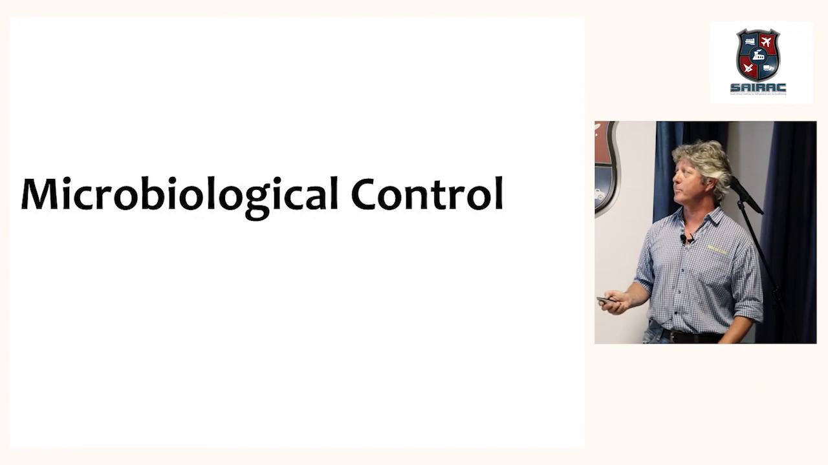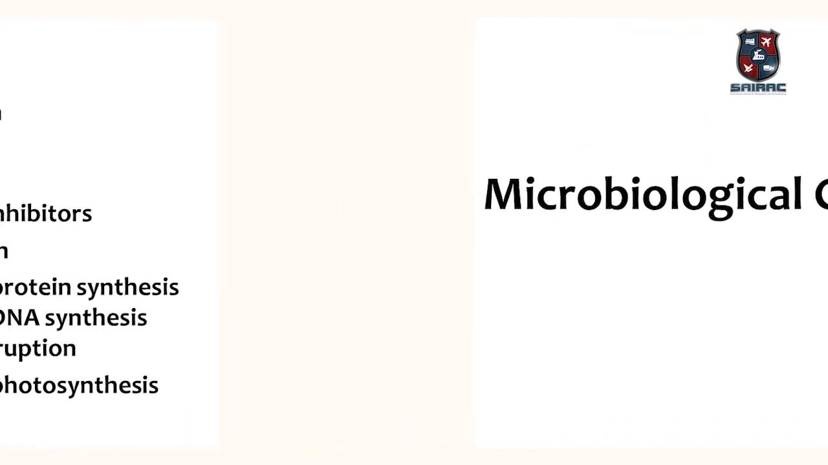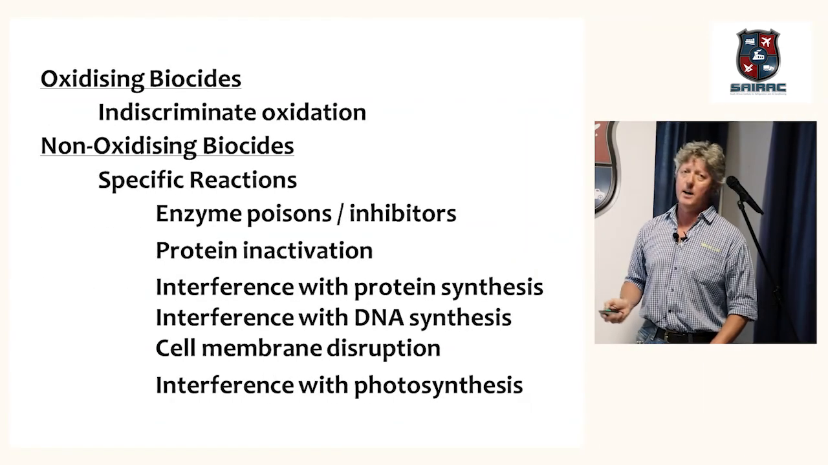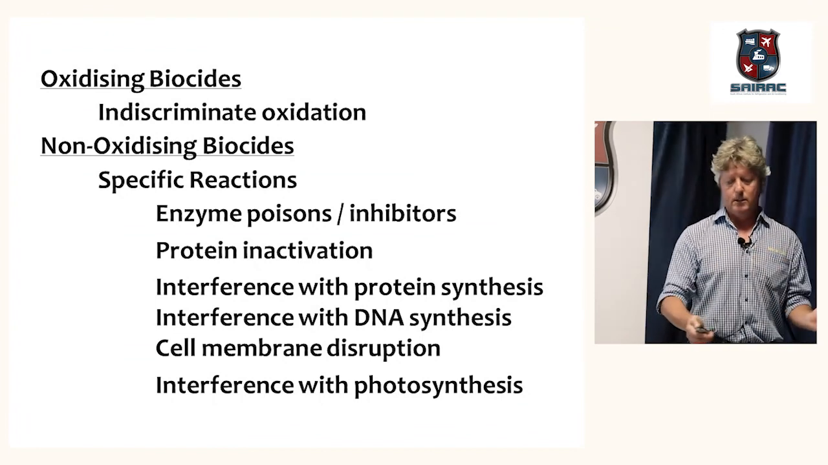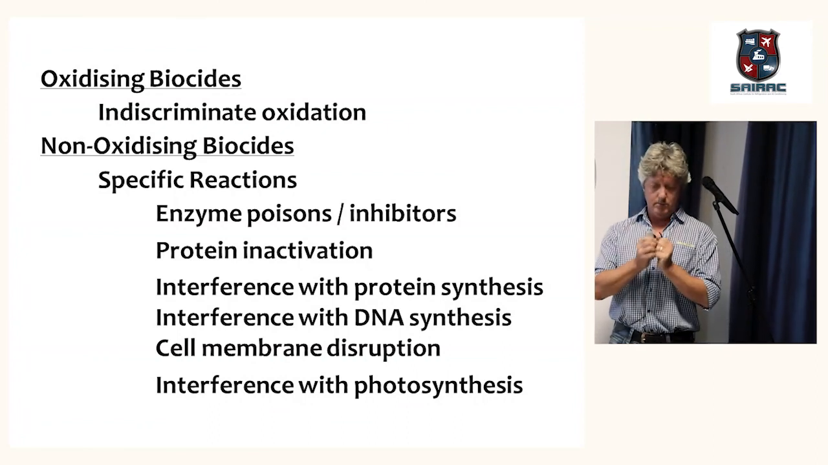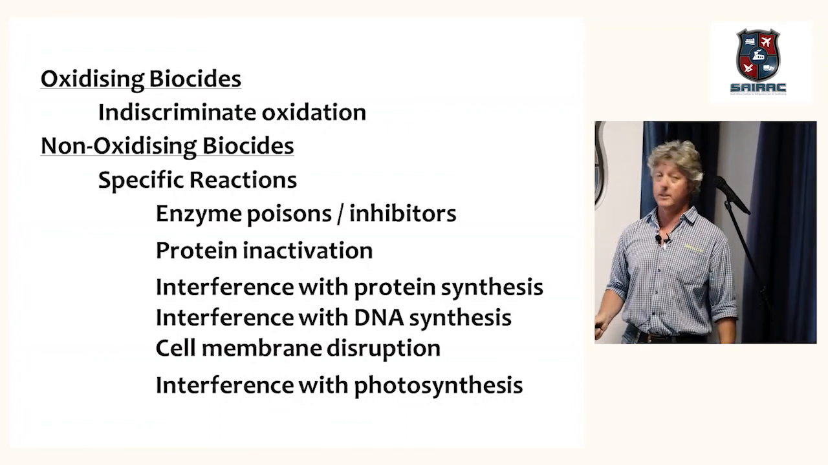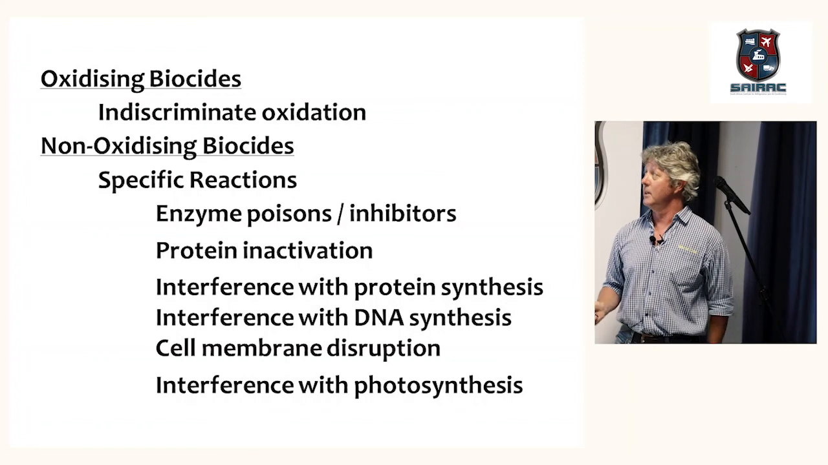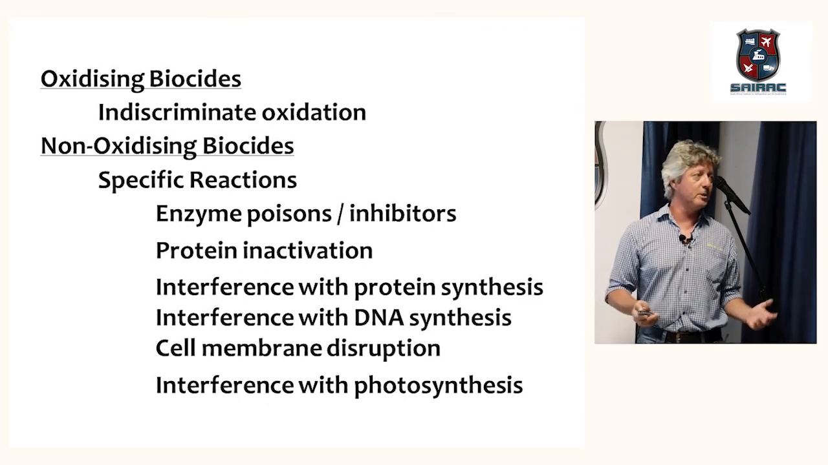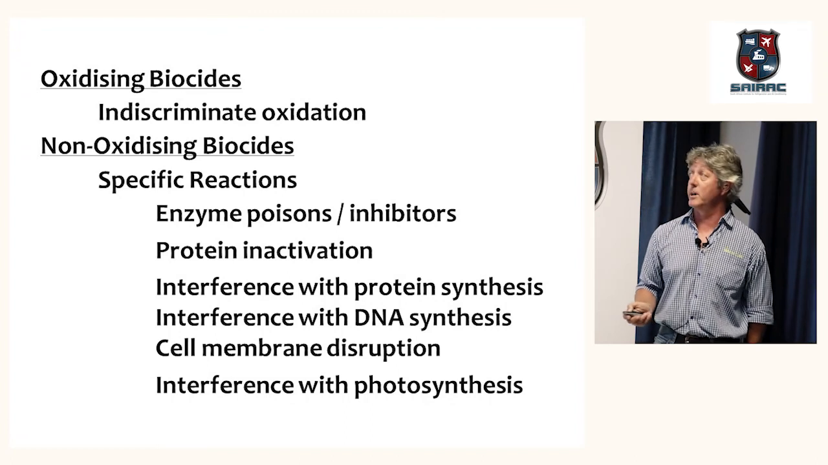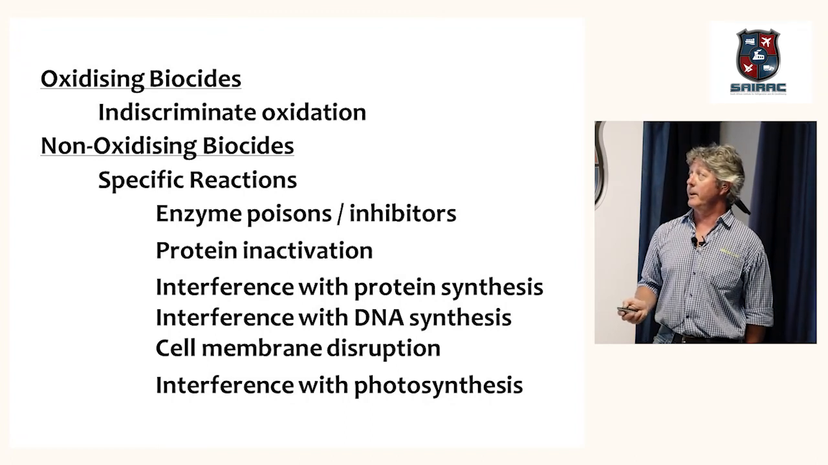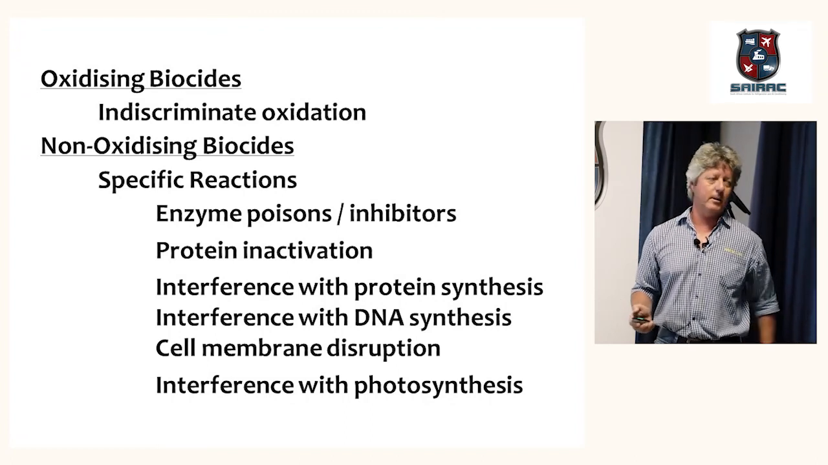Microbiological control. We can use oxidizing biocides. These are biocides that physically kill and disintegrate your bacteria. That's very simply put. It's indiscriminate. And then you get the non-oxidizing biocides, which are based on specific reactions that take place between the bacteria and the biocide. You get enzyme poisons or inhibitors.